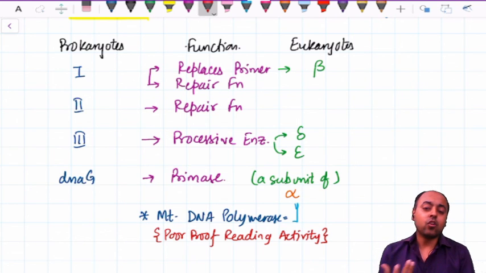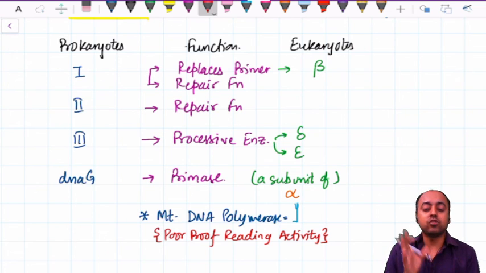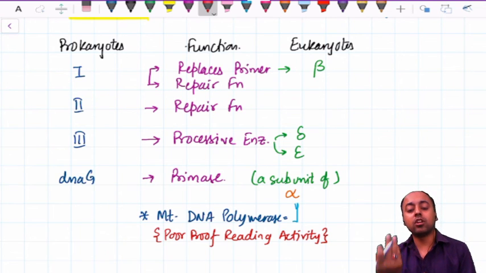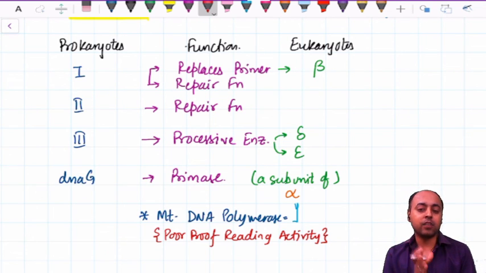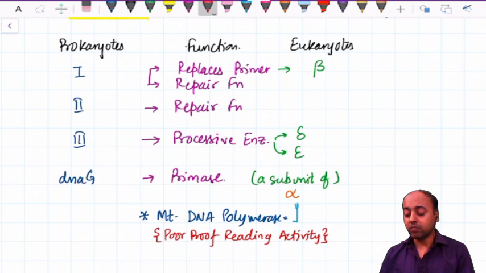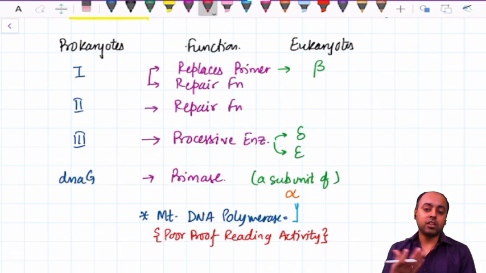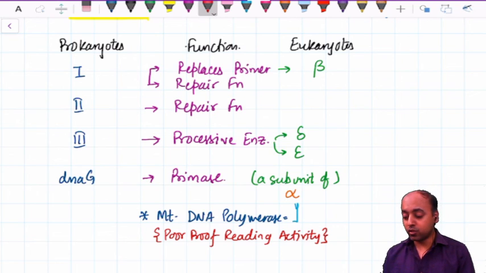About repair, all the polymerases in the eukaryotes are generally involved in repair. It is not assigned to a specific polymerase. All the polymerases in one way or another are involved in the repair mechanism with the help of the big complexes. So we don't specifically mention a polymerase for the repair. So this is about the replication process.